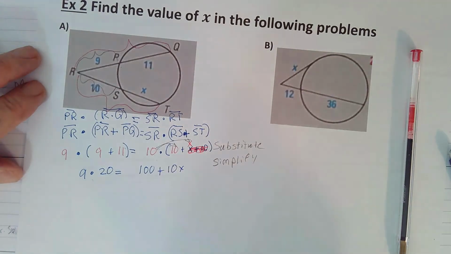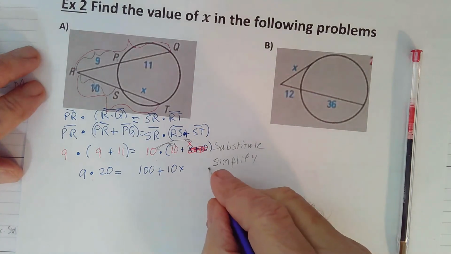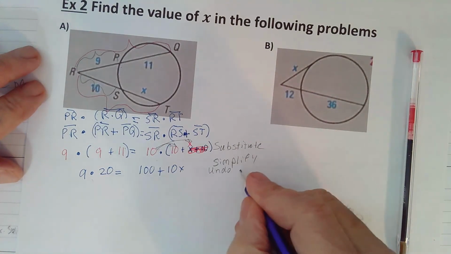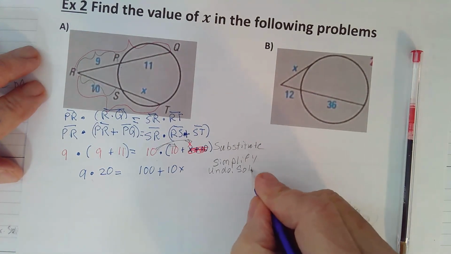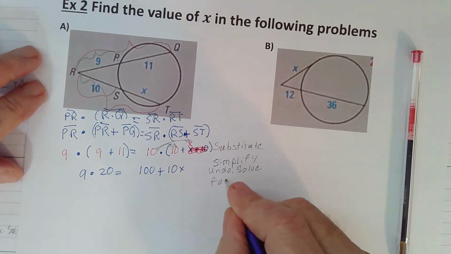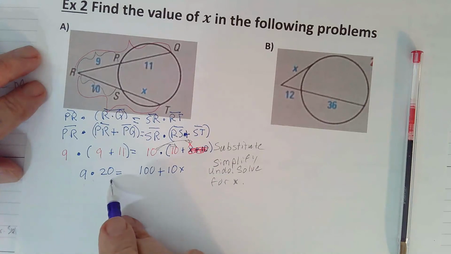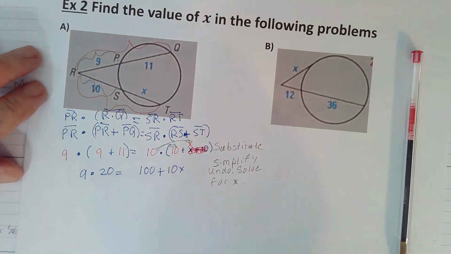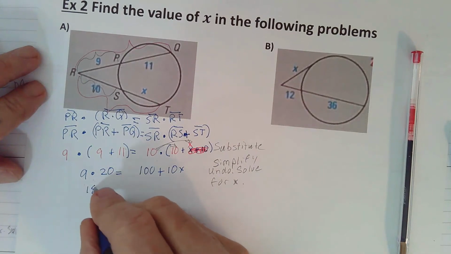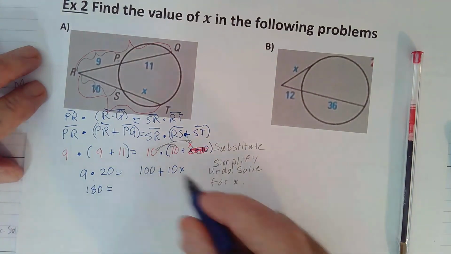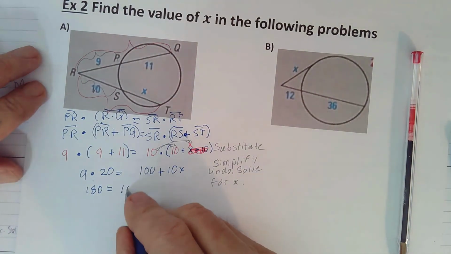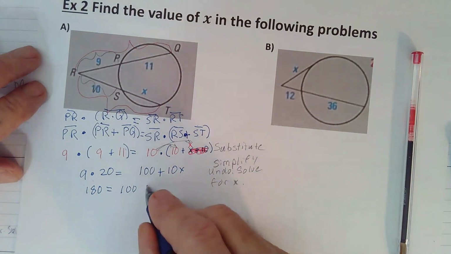All right, we want to solve for X. So we want to undo and solve for X. We want to get the X by itself. So 9 times 20, that's 180, because 2 times 9 is 18, and then put the 0 on. And then I've got 100 plus X, plus 10X.